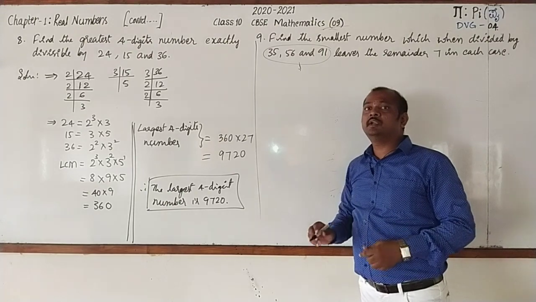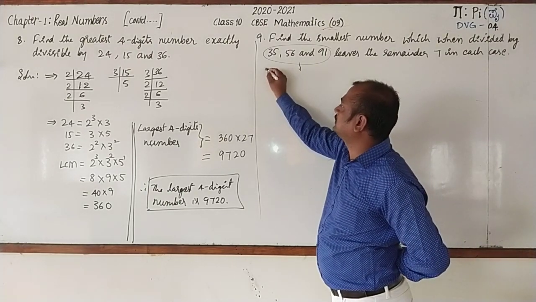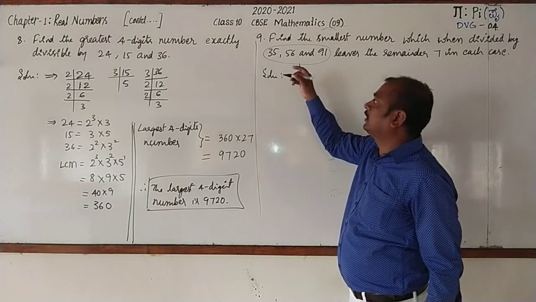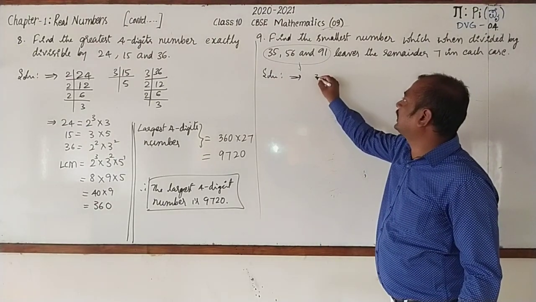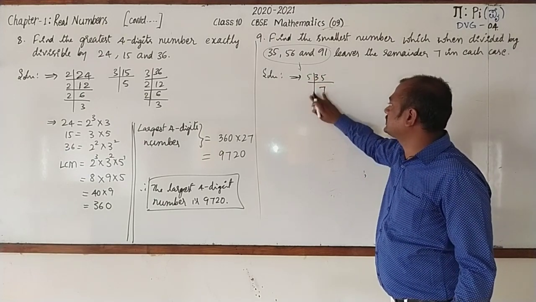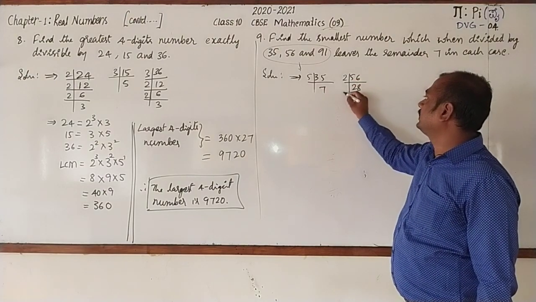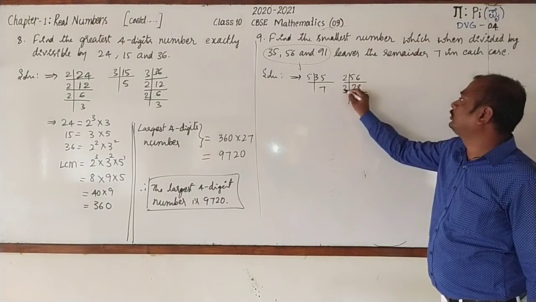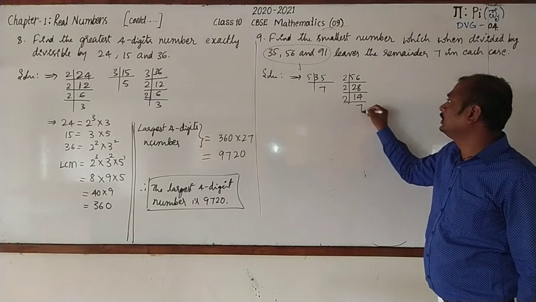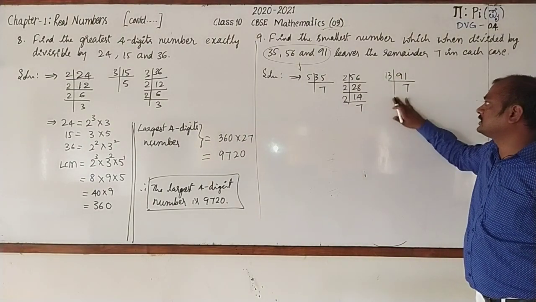To find the dividend, you should go for LCM. Here I'll write. Look here. Let us find the LCM. 35's prime factorization: 5 7s are 35. 56: 2 28s are 56, then 2 14s are 28, 2 7s are 14. 91: 13 7s are 91.